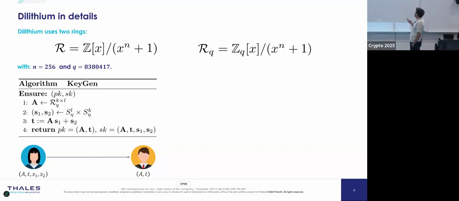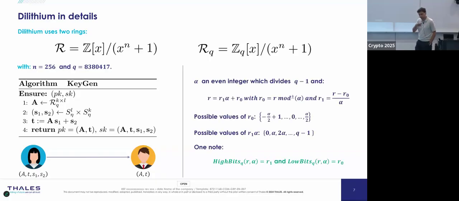So in Dilithium, we work in the two following rings, okay? And the key generation is a simple RLWE instance. So Alice computes a public matrix A, and two small vectors of polynomials, S1 and S2. Then she computes T = A times S1 plus S2. The public key will be the matrix A and the vector T, while the secret key will be the knowledge of the two small vectors of polynomials, S1 and S2.